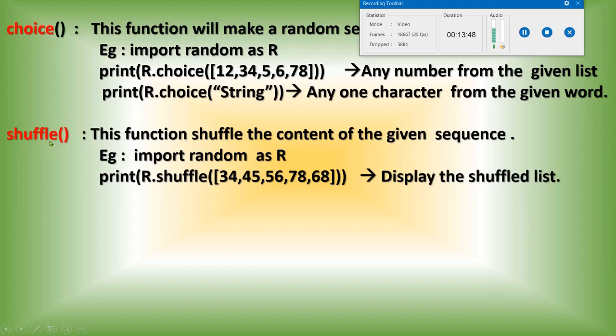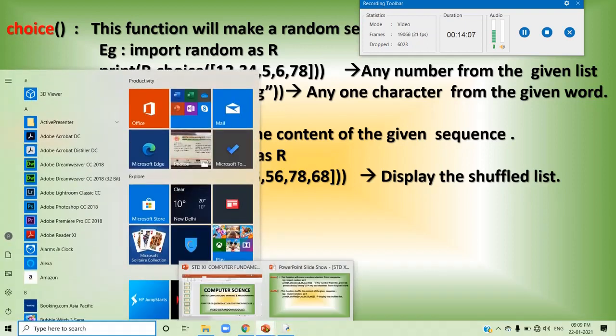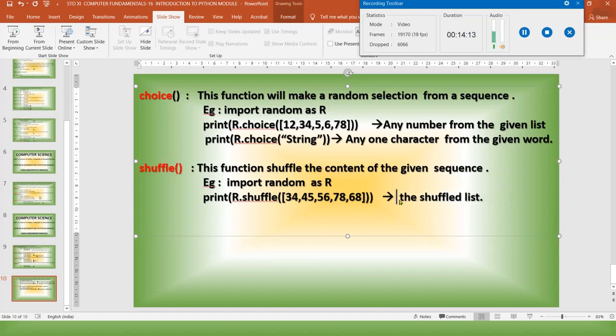And next one is shuffle. So if you use a print statement like this, print r dot shuffle of list, you will get the answer as none. It will not display the shuffled list. If you are using it like this, it will give you the answer as none. It will not give you the shuffled list. This will produce the output as none.